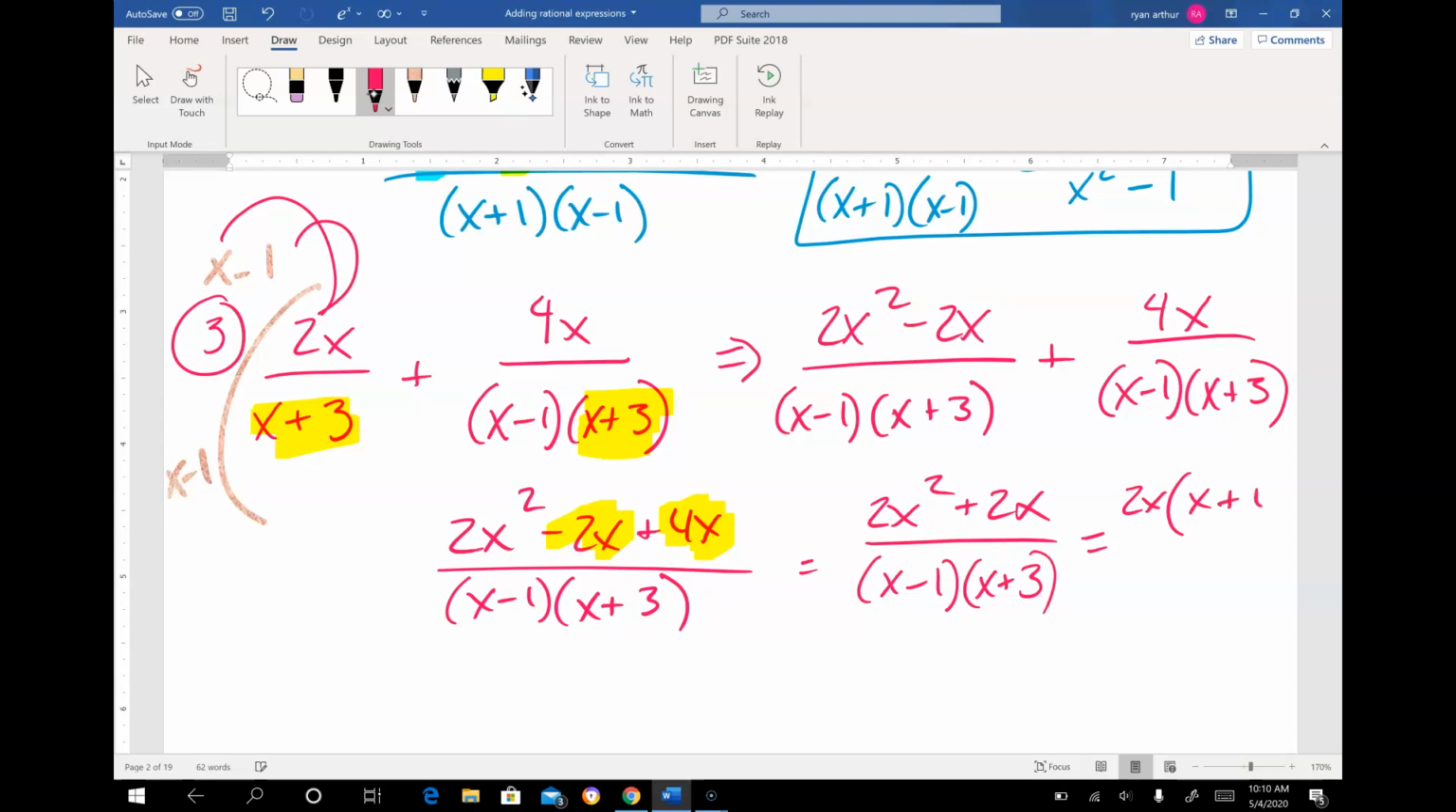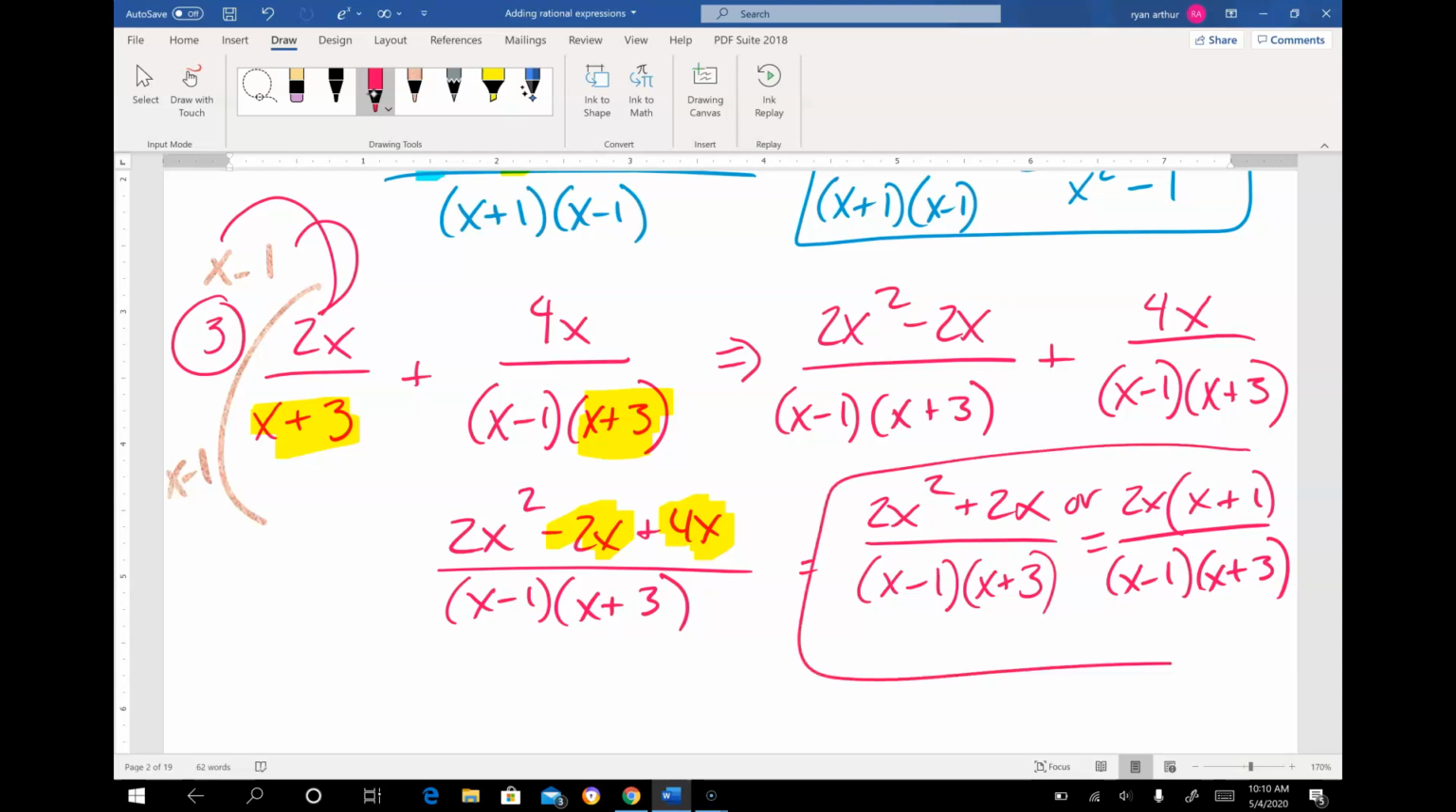And get x plus 1. But you got an x minus 1, so you can't cancel anything out. So it is in simplest form. Okay, so either answer is your answer.